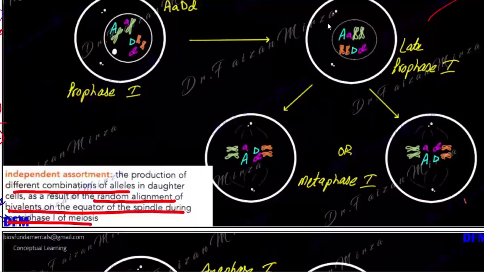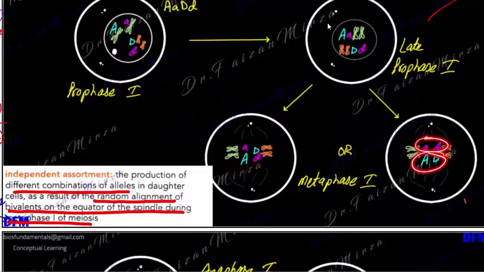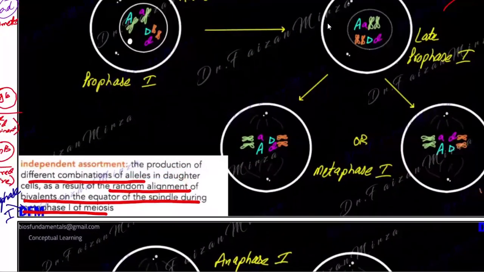They may line up in such a way that one dominant and one recessive allele chromosome face one another, and so on. Or they may align so that both recessive allele chromosomes are at the top and both dominant allele chromosomes at the bottom. This is called independent assortment of chromosomes. It is because of the random alignment of the bivalents along the equator of the spindle of the cell.